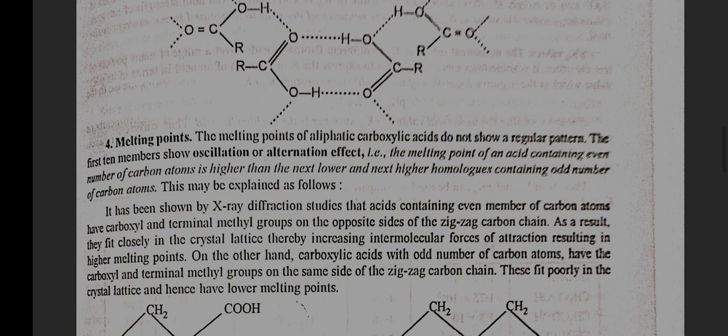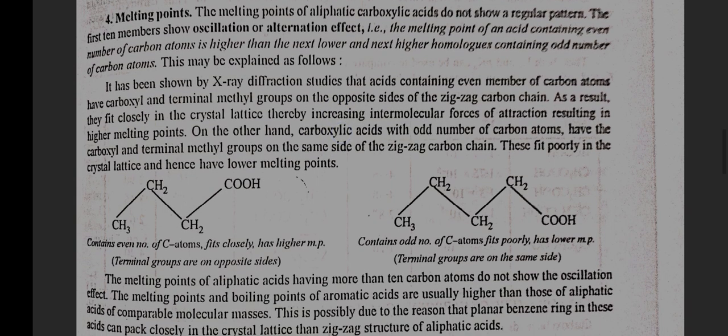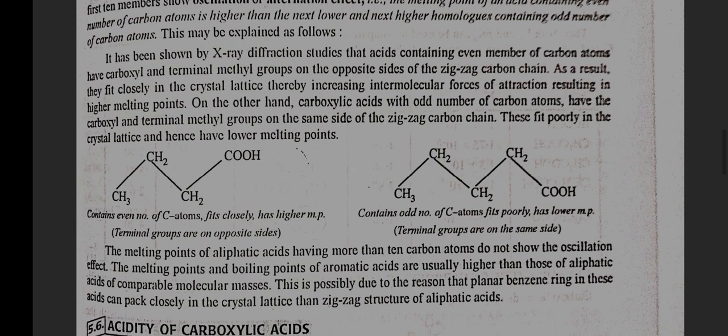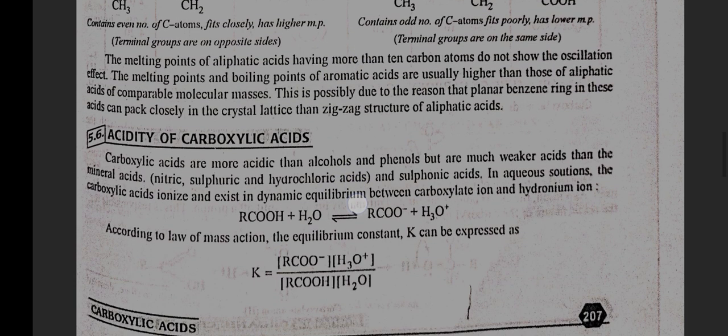As a result, they fit closely in the crystal lattice, thereby increasing intermolecular forces of attraction, resulting in a higher melting point. On the other hand, carboxylic acids with an odd number of carbon atoms have the carboxyl and terminal methyl group on the same side of the zigzag carbon chain. These fit poorly in the crystal lattice and hence have a lower melting point. The melting points of aliphatic acids having more than 10 carbon atoms do not show the oscillation effect.